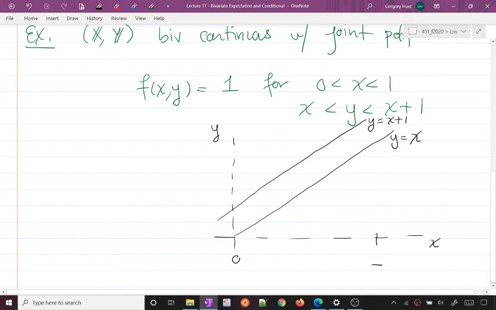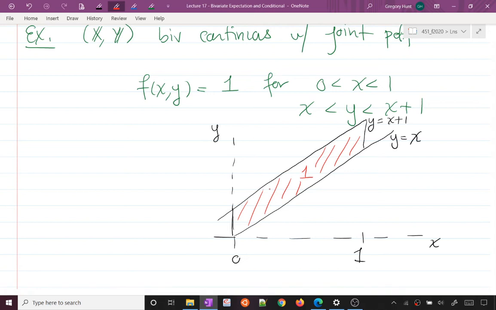And let's move my 1 over just for the sake of writing. And basically, our region is going to be this kind of bounded region here. So my joint PDF is 1 everywhere in this bounded region. That is when x is between 0 and 1, and y is between x and x plus 1. So it's a weird region, but we can use the techniques we learned in the third semester calculus class to approach the problem.